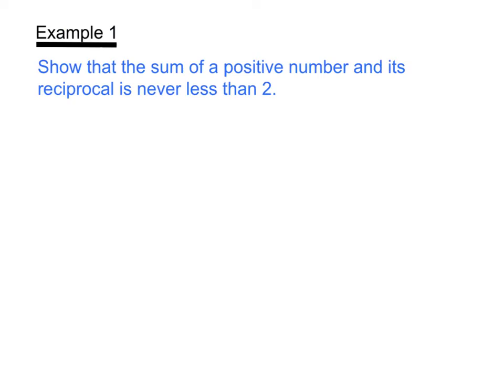In this problem, we're asked to show that the sum of a positive number and its reciprocal is never less than 2. Now we might need to define what a reciprocal is if you've forgotten, but let's replace a positive number with a variable. We'll call it x. Well, if x is a positive number, then its reciprocal is 1 over x. So these are my two numbers: x and 1 over x. Remember, the reciprocal is a number underneath 1. We know that x is positive by definition, therefore its reciprocal must also be positive.